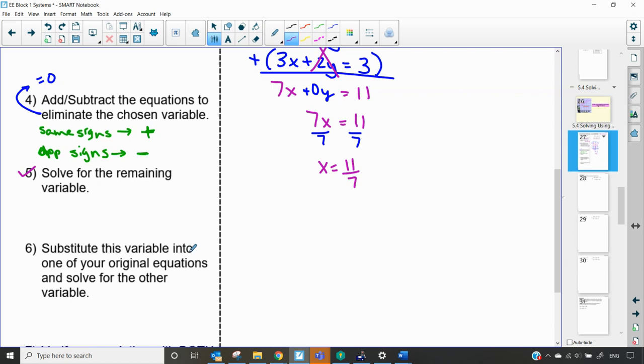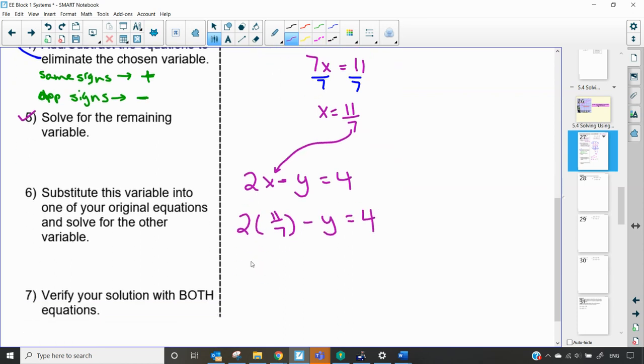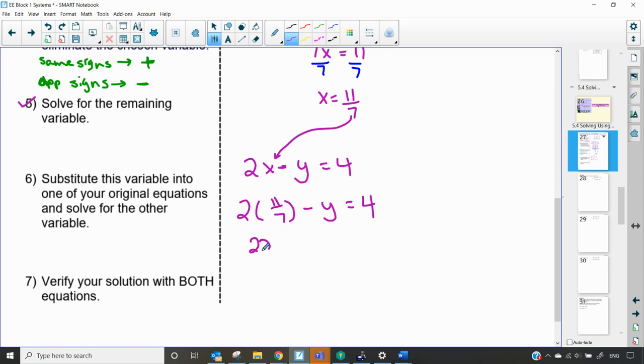Unlike substitution, we haven't actually subbed into either of the equations yet, so it doesn't matter which one you choose. I chose to sub into equation number 1. So we have 2x minus y equals 4. That's the equation number 1. And I'm going to sub the x value in. So that's going to give me 2 times 11 over 7 minus y equals 4. Well, 2 times 11 over 7 is 22 over 7 minus y equals 4.